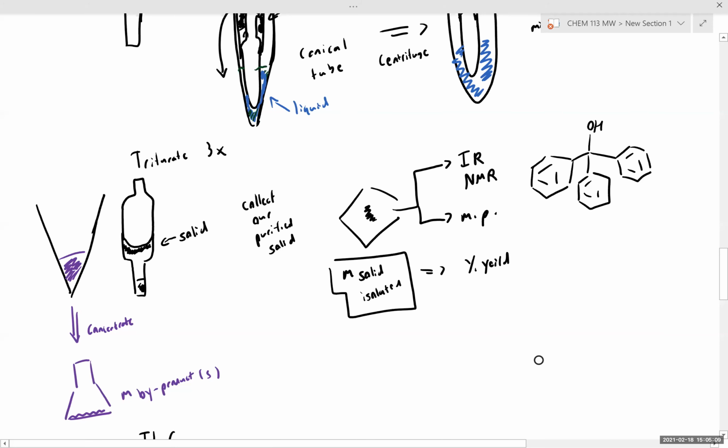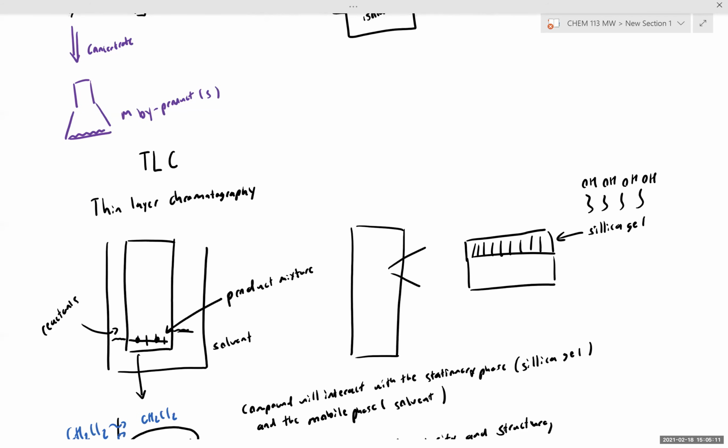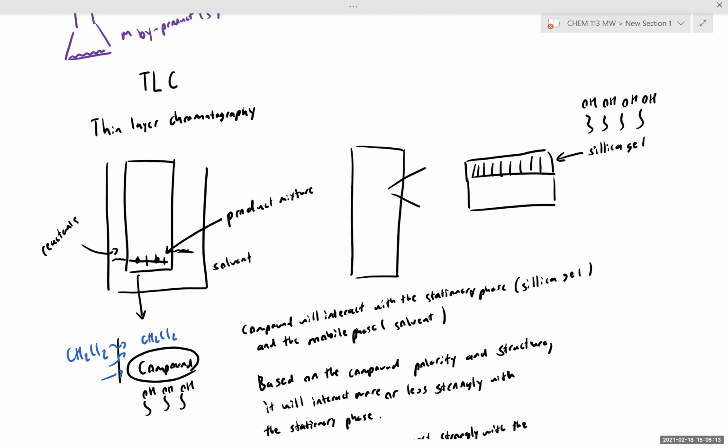Okay, so let's talk about what's new in this lab in terms of what new techniques that we're using. So one technique that we're going to use to get a sense of how many different components are in our product mixture and how effective was our separation at separating out this biphenyl from our desired triphenylmethanol. And the method that we're going to use is thin layer chromatography.